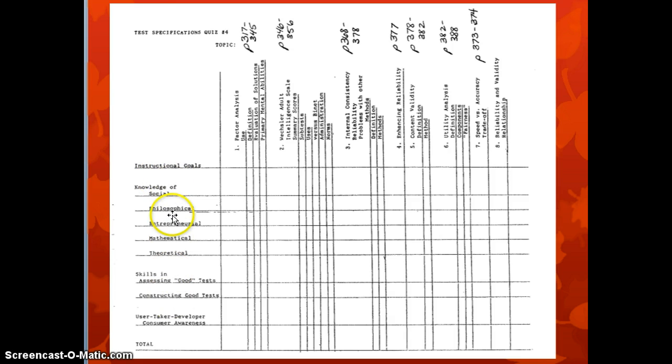Then along this axis here, which will help create the rows, are all of the learning objectives, which when I did this were called instructional goals. So you're going to list the 13 learning objectives along here, and those will create the rows. The learning objectives are on page 2 of the syllabus.